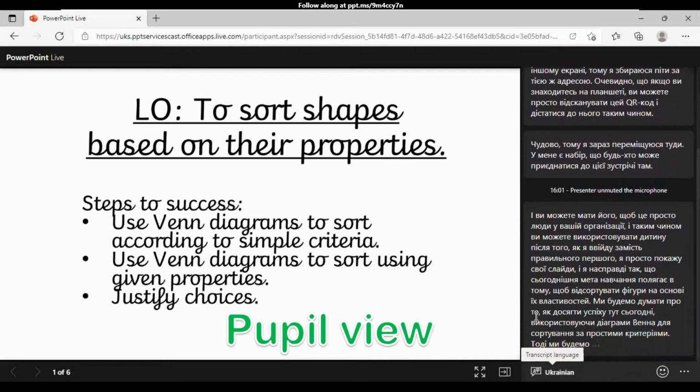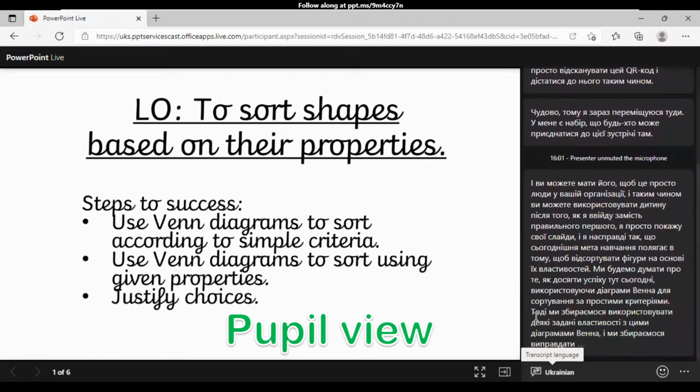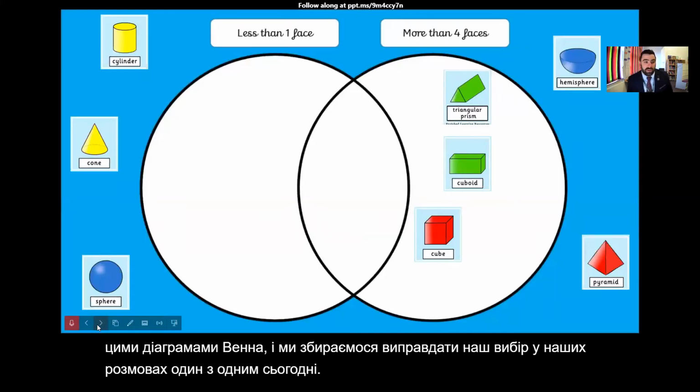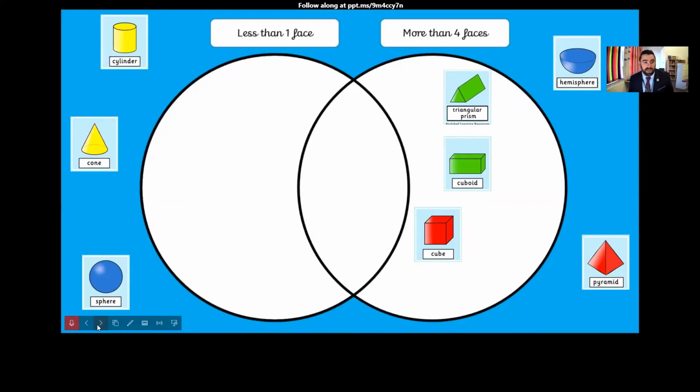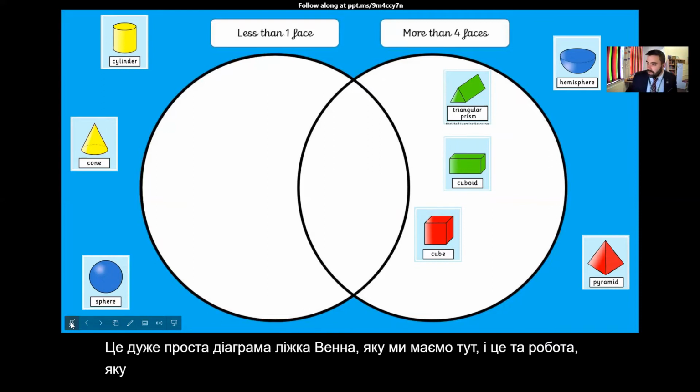Then we're going to use some given properties with those Venn diagrams, and we're going to justify our choices in our conversations with each other today. This is a very simple Venn diagram that we have here, and this is the kind of work that we're going to be getting on with. Just going to turn off that microphone again, show you what I've come up with here then.